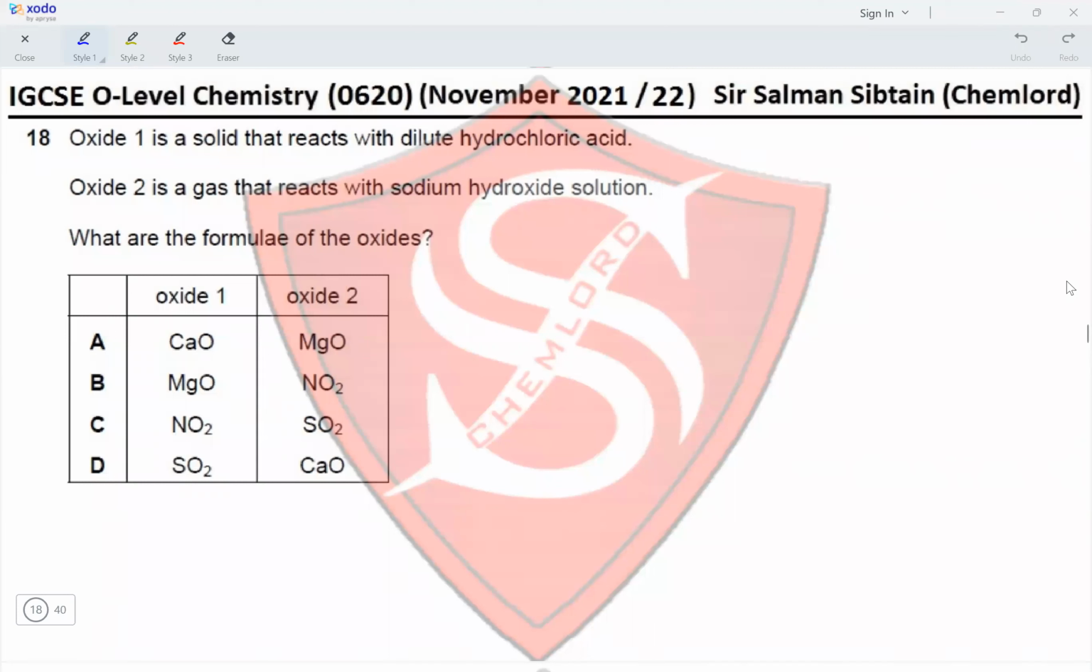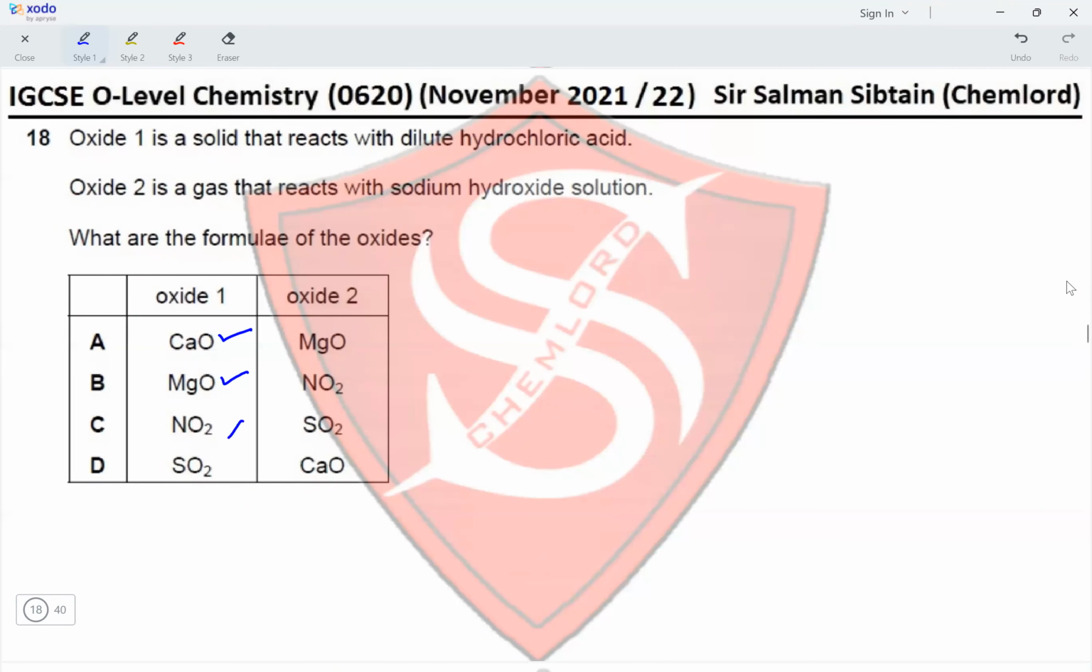Question 18. Oxide 1 is a solid that reacts with dilute hydrochloric acid. Oxide 2 is a gas that reacts with sodium hydroxide solution. So oxide 1 is basic in nature and oxide 2 is an acidic gas. What are the formulae of the oxides? Calcium oxide is basic in nature. So this could be it. Magnesium oxide is basic in nature. This could be it as well.